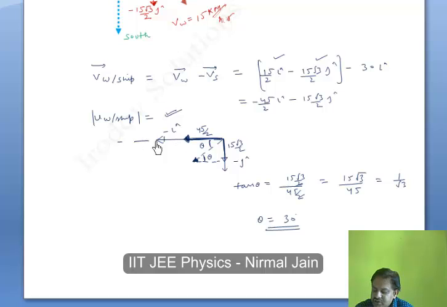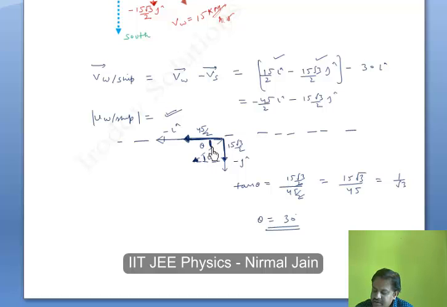This is the direction of equator. This was in the east-west direction. This is the equator. So this is the velocity of wind with respect to ship. I've just plotted these components: minus 15 root 3 by 2 j cap is in the downward direction, minus j cap, and minus 45 by 2 in the minus i cap direction. So the resultant will be in this direction.